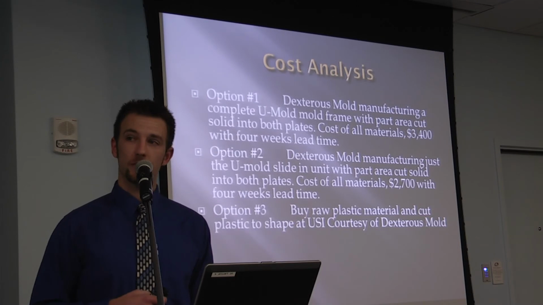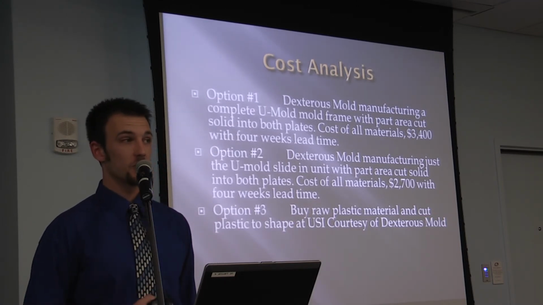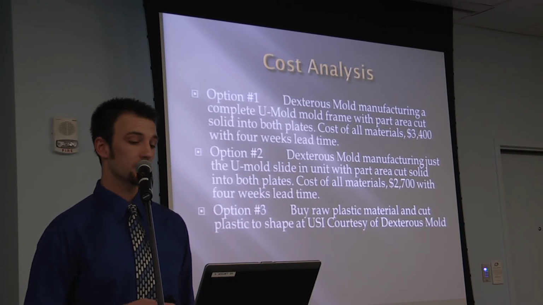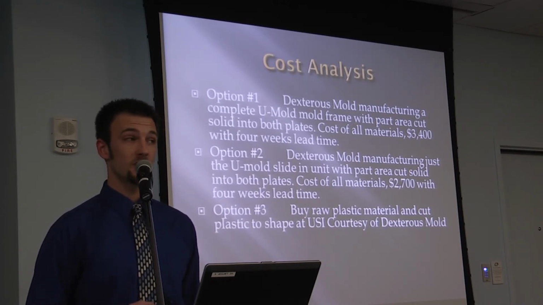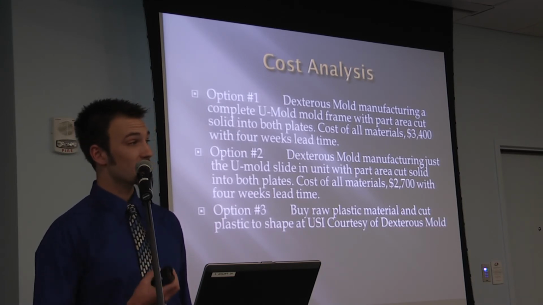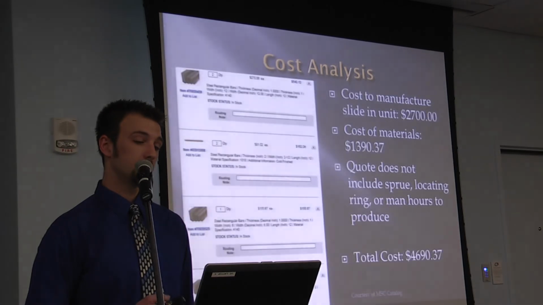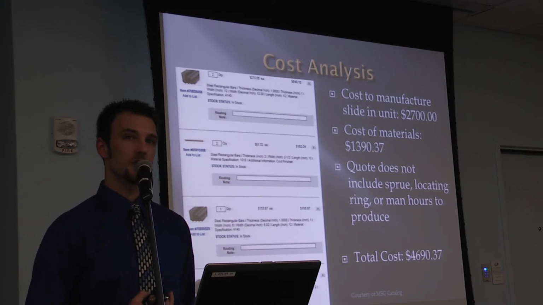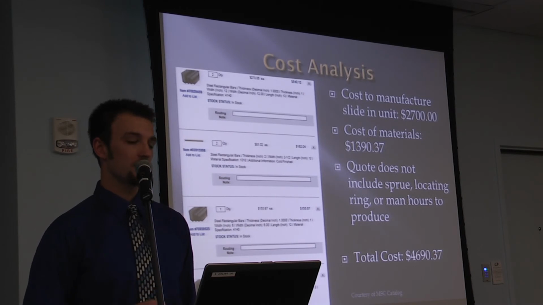When creating this mold, we will have 3 different options. First is to have Dexterous Mold, a local tooling and die manufacturer, create this mold for $3,400. Option number 2 will have them only create the slide-in unit. This means that USI will need to manufacture the outside base. For that, we will need about $1,400 worth of materials, as well as I'm estimating about $600 worth of man-hours, a screw bushing, as well as a locating ring. So the total cost will equal around $4,700.